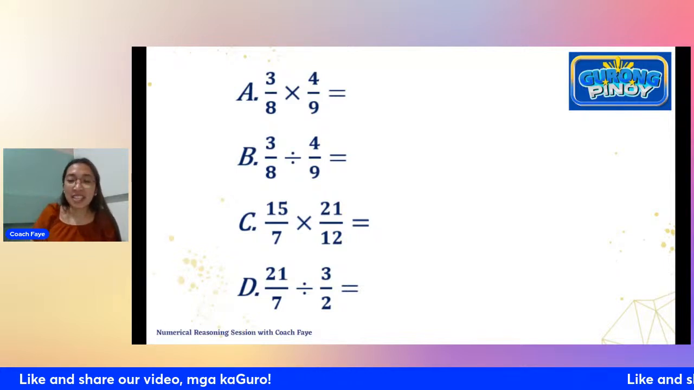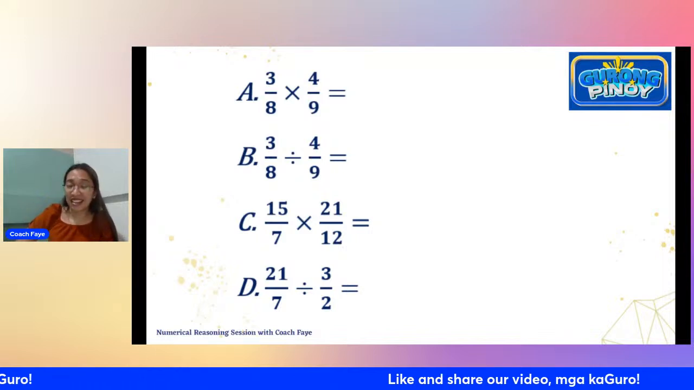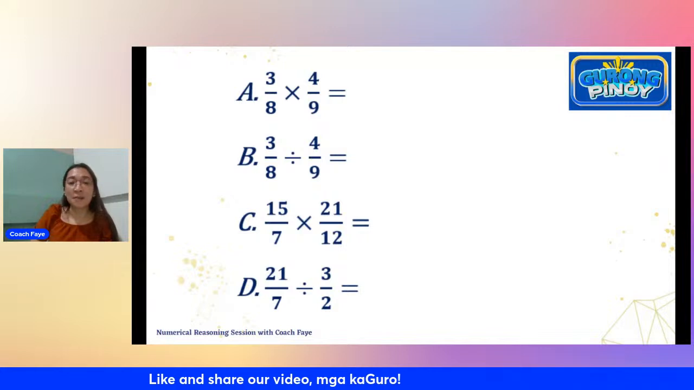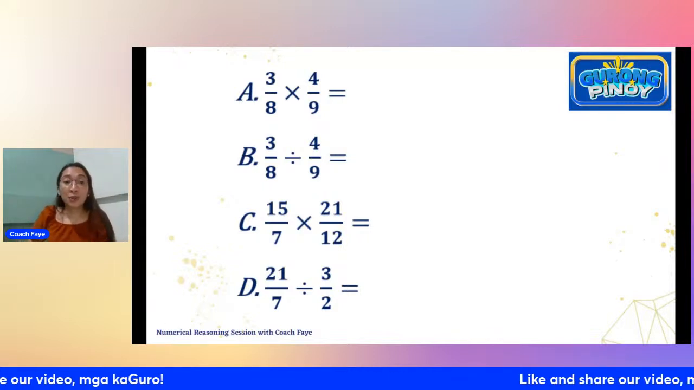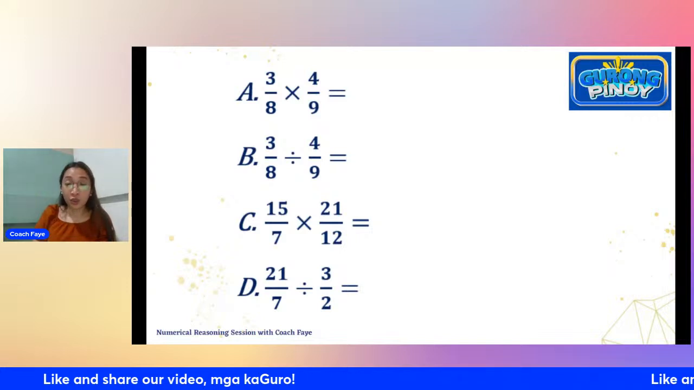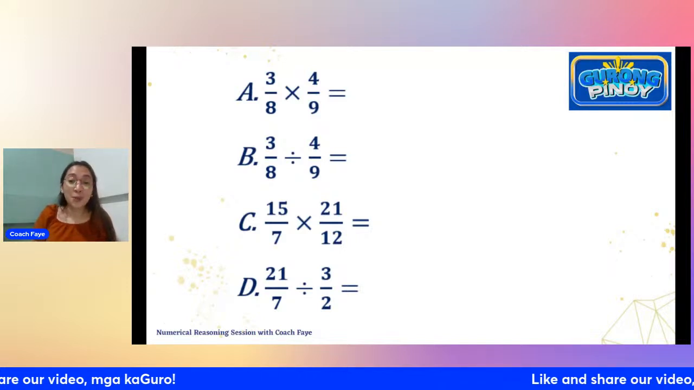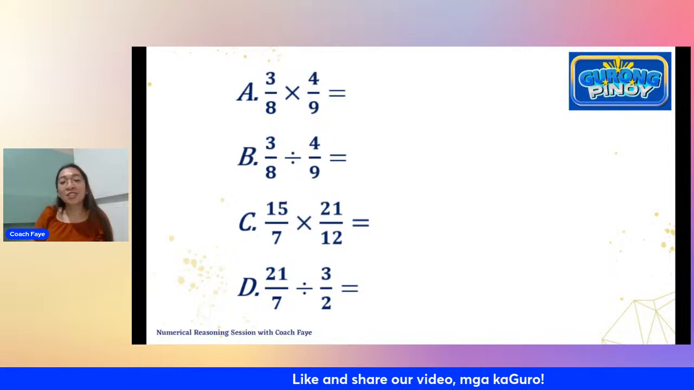Ayan, so in item D, this is actually 21 over 7 is 3. Hindi po ba? 21 over 7 is 3 divided by 3 halves. But of course, you have to do the reciprocal. Tama po ba? Which means na yung 3 halves ay magiging 2/3. So this becomes 3 times 2/3. Nakakancel po yung 3 kasi numerator and denominator. So in item D, you would actually be left with 2.